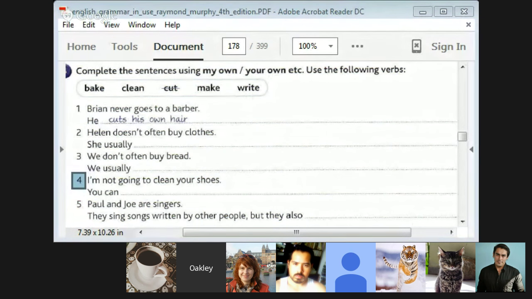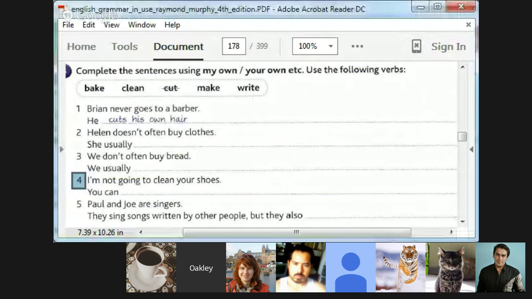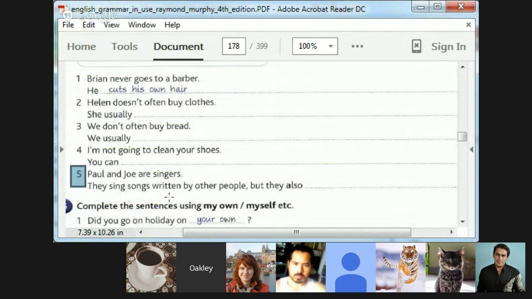Okay, and last one here. Take a look at number 5. Paul and Joe are singers. They sing songs written by other people, but they also write their own songs. Every time, you're very properly giving me the object noun again, but I have to emphasize native speakers probably would not do that. More than likely, they would just say, but they also write their own. It would be understood.